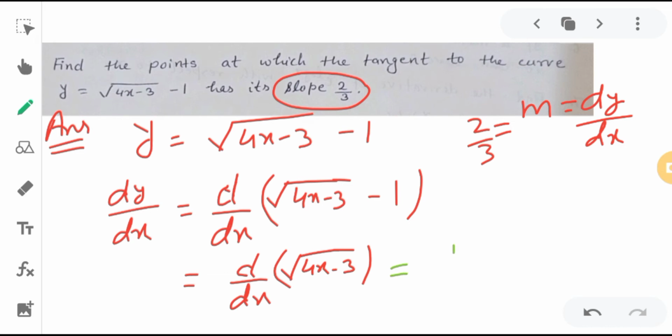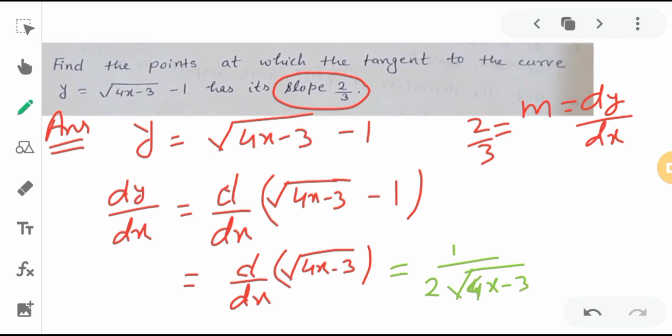1 upon this, I am imagining as x. So 1 upon 2 root, and this was x. According to the formula, this should be like this. But this is not x, this is 4x minus 3. So instead of x, I will write 4x minus 3. This is called the chain rule. This is nothing but the chain rule only.